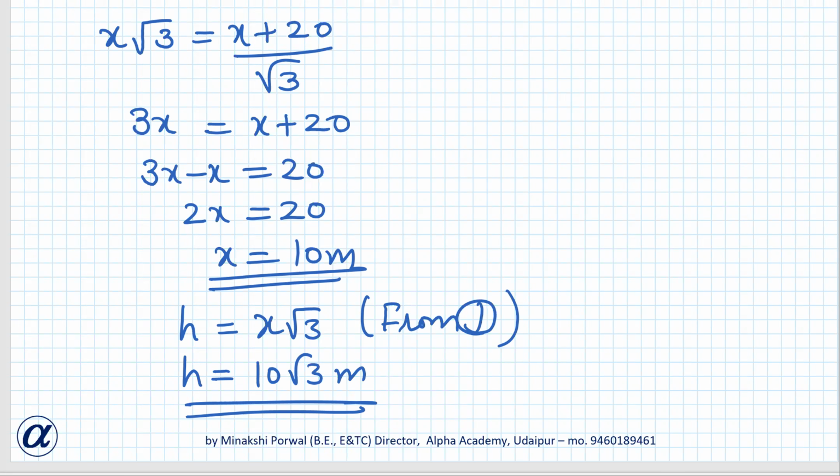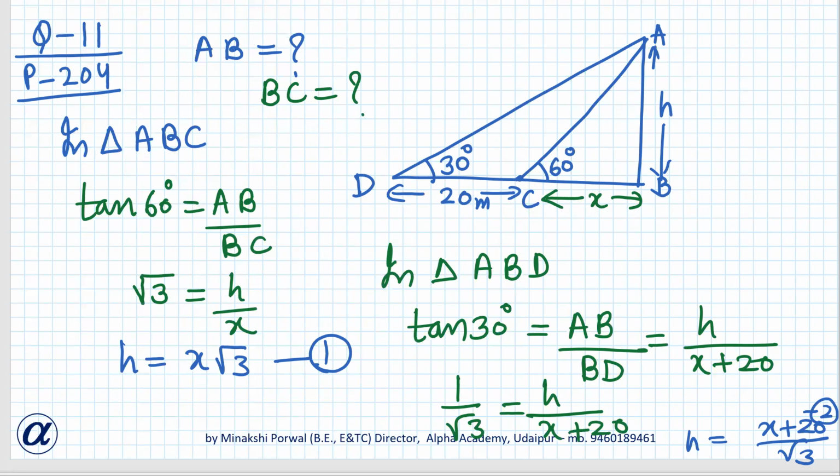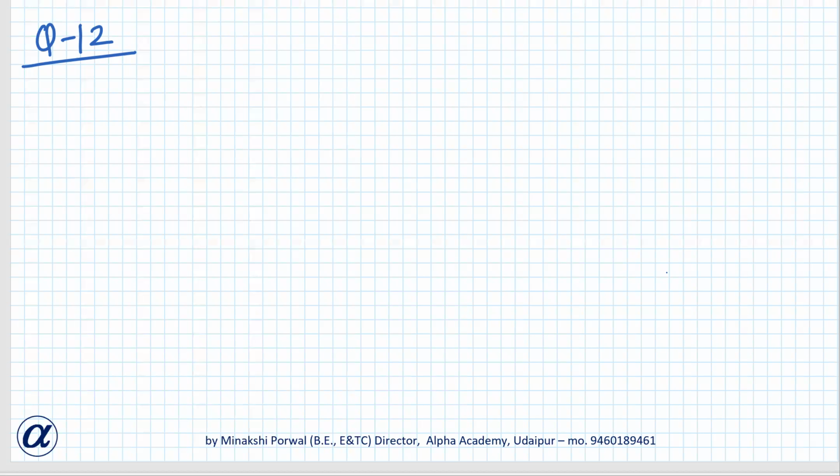So this is the solution of question number 11. Everybody can go through this solution and ask me any doubt if you have. Next question: From the top of a 7-meter high building, the angle of elevation of the top of a cable tower is 60 degrees and the angle of depression of its foot is 45 degrees. Determine the height of the tower.